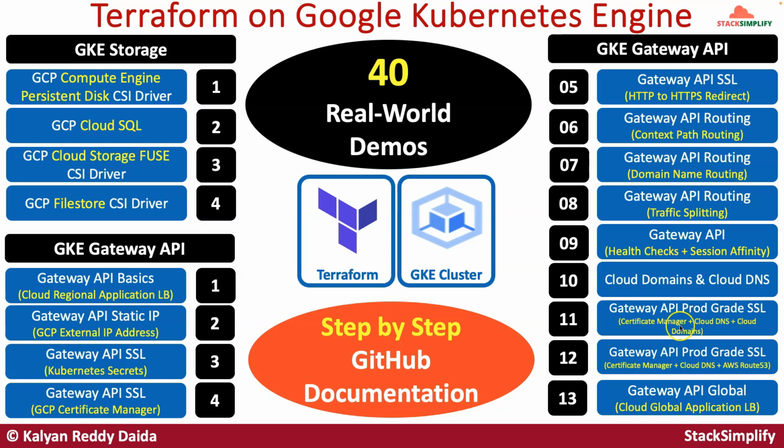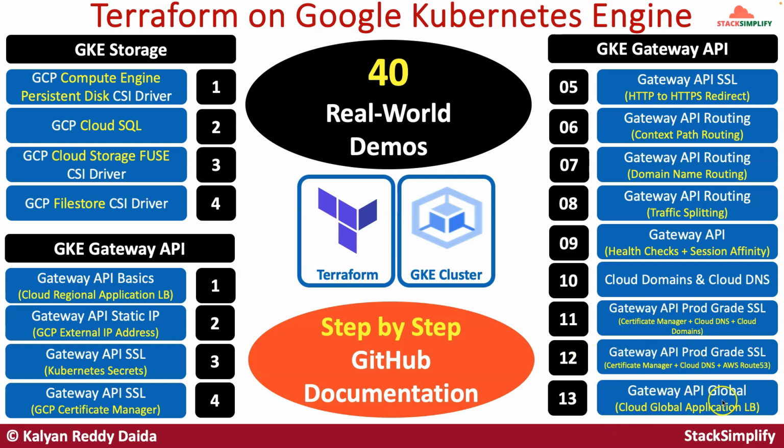And we'll use Cloud DNS for managing the DNS records, and we will use Cloud Domains as a domain registrar. So that is demo 11. Demo 12 will be similar to demo 11, but the only difference is that we will use an external domain registrar like Namecheap or GoDaddy. Here we have used AWS Route 53. So again we will generate the production grade SSL using Certificate Manager plus DNS authorization plus Cloud DNS plus AWS Route 53. Using this, we will implement one more demo.